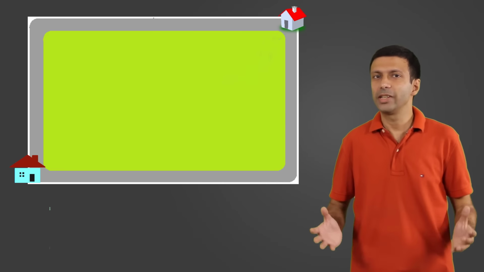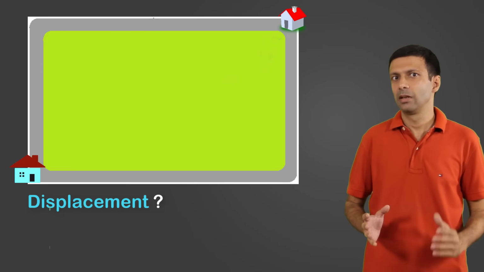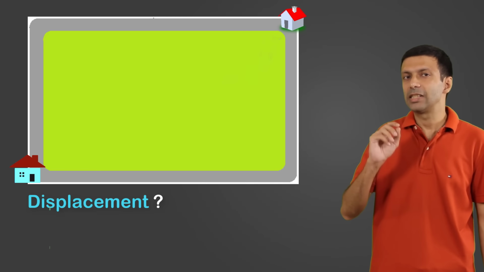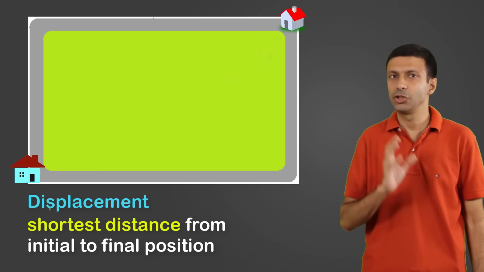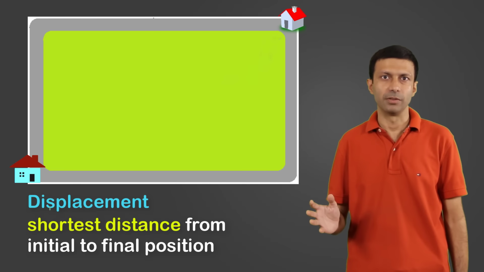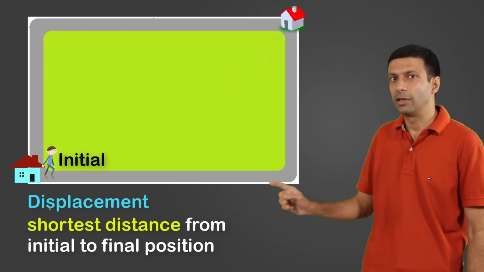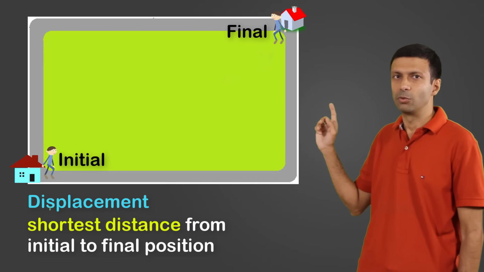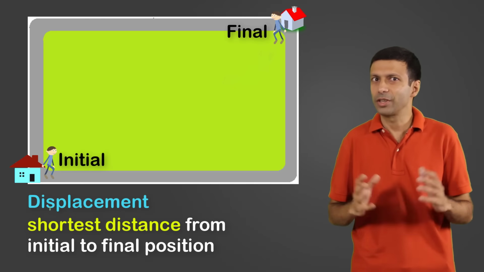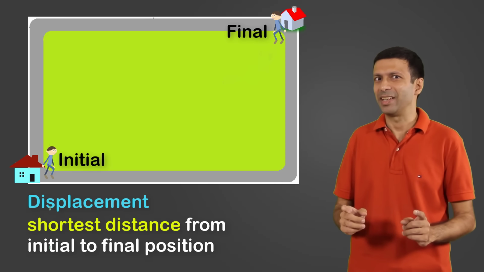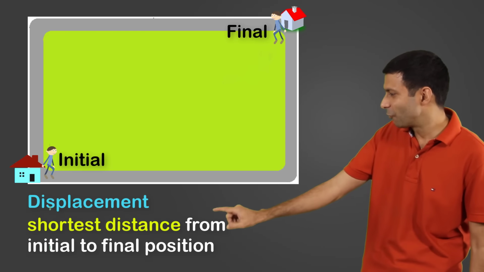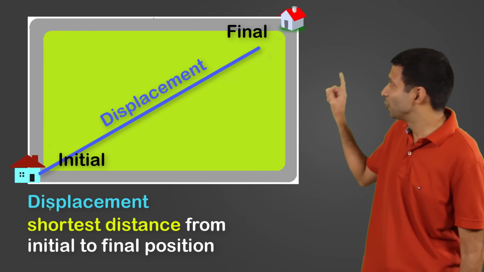Now how do we calculate your displacement? Displacement is defined as the shortest distance from the initial to the final position. Your initial position is your house and the final position is your friend's house. So what is the shortest distance? That's right, it's going to be a straight line from here to here.